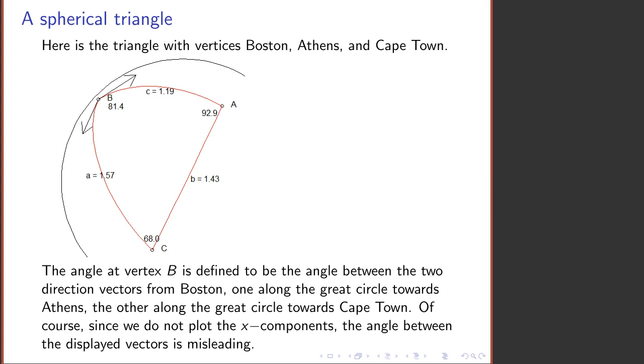So when I talk about the angle at vertex B, I mean the angle between the two direction vectors, one from Boston along the Great Circle toward Athens, and one at Boston along the Great Circle toward Cape Town. Since I haven't plotted the x-coordinates, the angle between the vectors that I actually display in the diagram is a little bit misleading, but the angles are shown correctly on the diagrams.